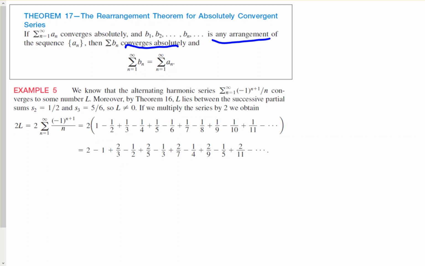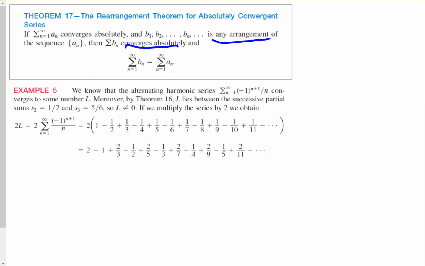Let's take a look at this example 5. So we know we have the alternating harmonic series converges to some number L. So if we say that by Theorem 16, L lies between the successive partial sums, so the limit does not equal 0, and if we multiply the series by 2, we obtain the series down here. So let's see what's going to happen. So we have 2 times the alternating harmonic series. So if we distribute the 2, now we get 2 minus 1 plus 2/3.